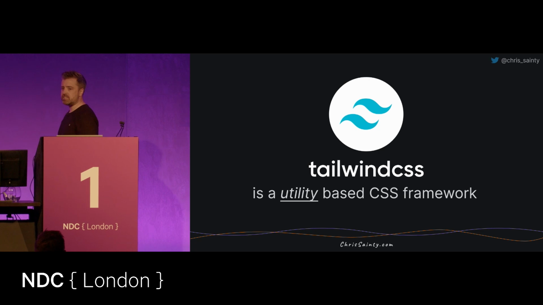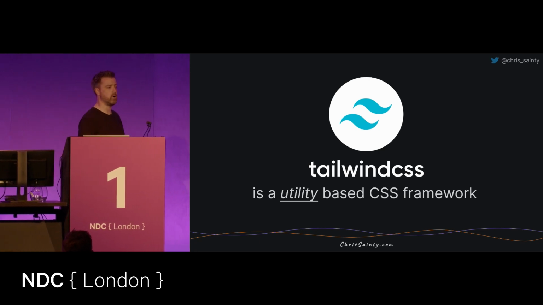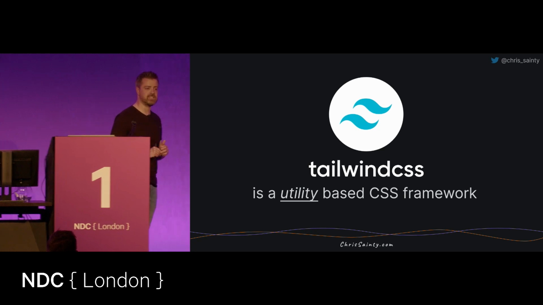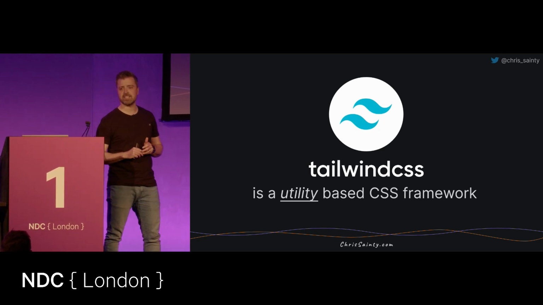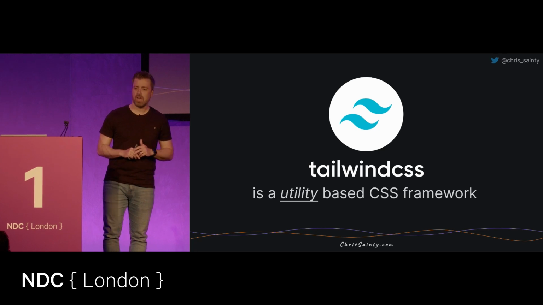The other thing that I tend to find when I work with Tailwind is that it's actually very, very quick to work with compared to other frameworks. Now, the reason for that is that in Tailwind, you pretty much never write CSS, which is a really interesting thought when you're building front-end apps.